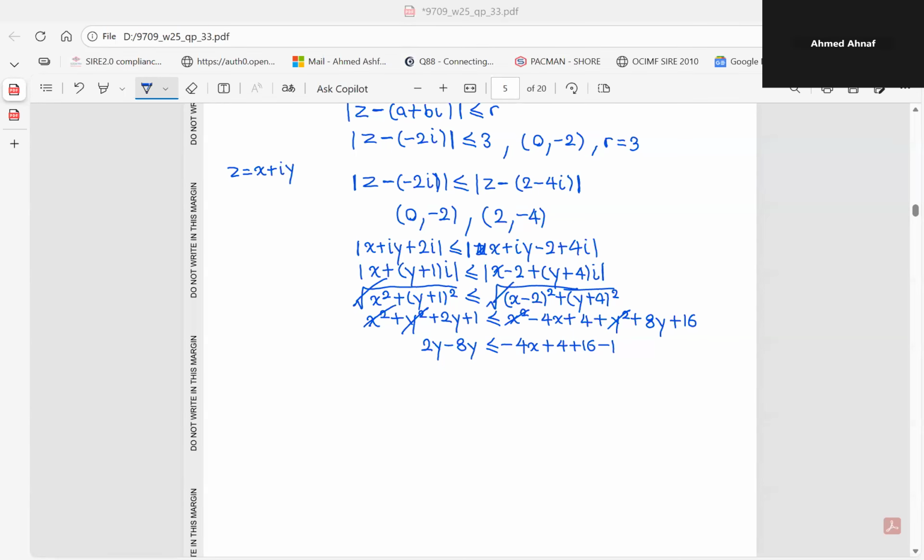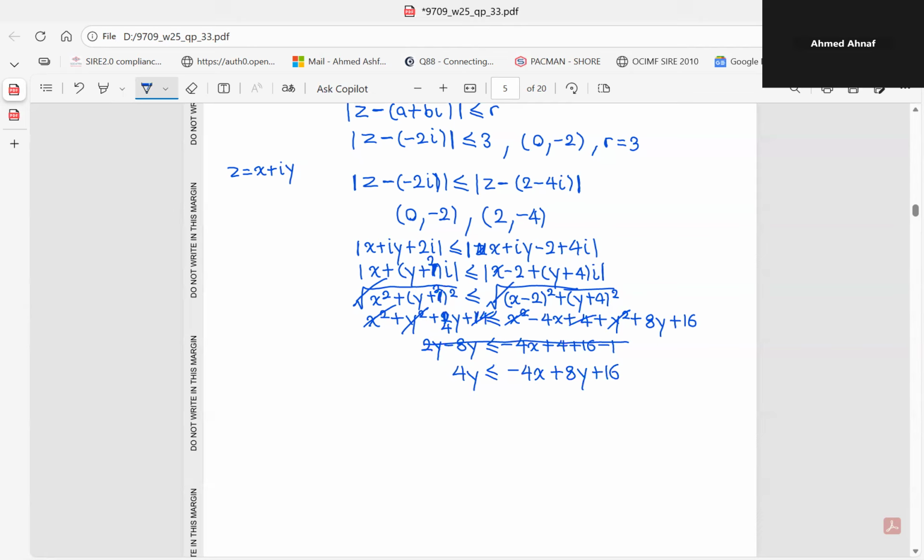Okay, so I realized my mistake. So instead of putting 2 here, I put 1. So hence my expansion was wrong on this side. So this is supposed to be 4y plus 2 squared, which is 4. So, okay, let me just cancel this. So 4, 4. Yeah, we can also cancel that out. Then we'll have 4y less than or equals to negative 4x plus 8y plus 16.